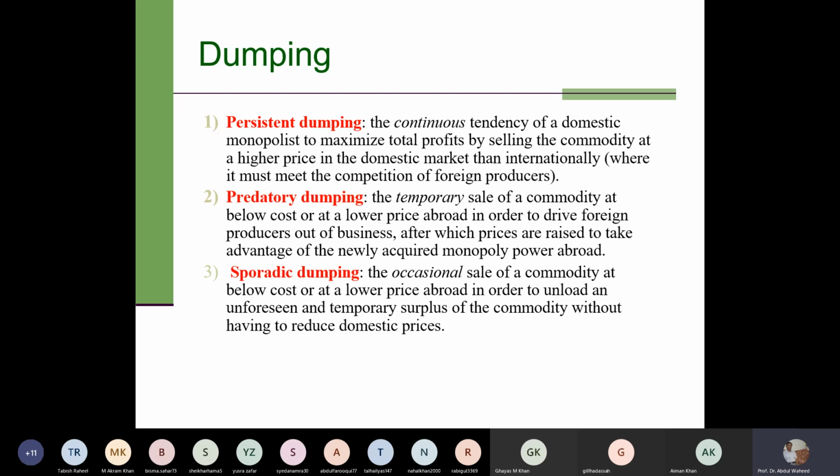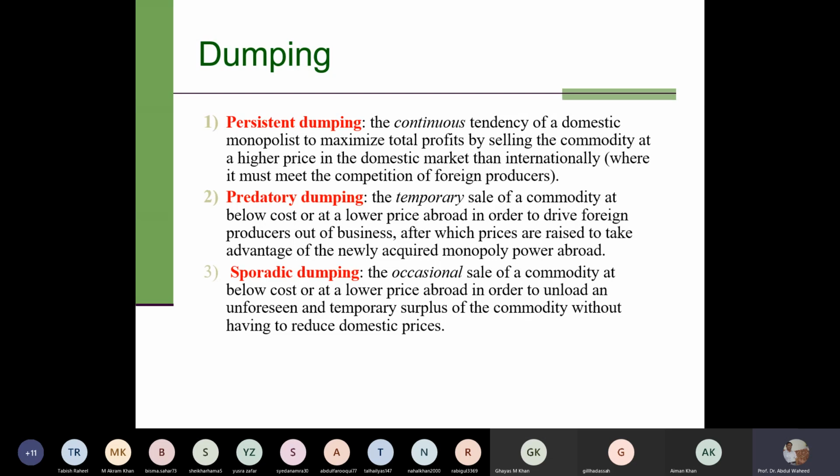And once they acquire monopoly power, they raise the price, and they raise the price to such an extent that it will be equivalent to monopoly price, which is very high. And so it means the domestic economy will suffer a lot. Those who are importing this product, they will suffer a lot. First, domestic industry would be destroyed because of this predatory dumping. And the second thing is the foreign producers who are selling their product in your market, they will charge a very high price, which is monopoly price. So your consumers will also suffer.